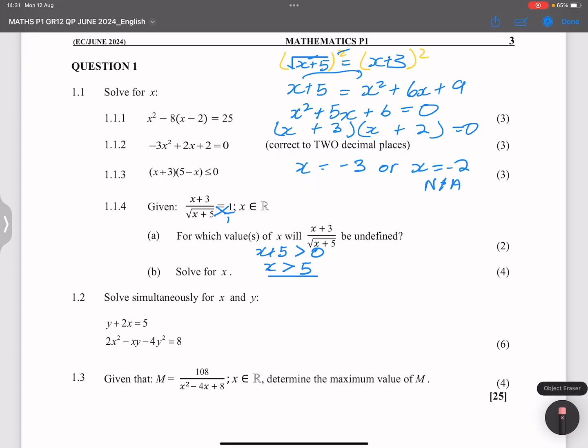So none of these answers are applicable. Or you can write x cannot be equal to negative 3 and x cannot be equal to negative 2. Remember that our restriction says that x must actually be greater than 5. So that is how the cookie crumbles. Let's go on to the next one.